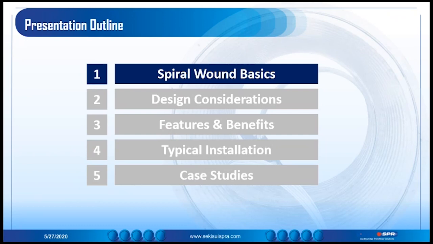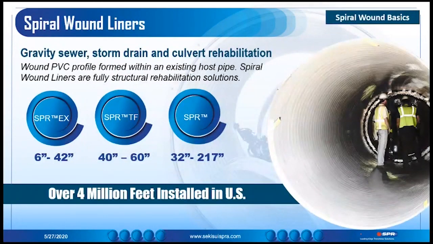And then finally, we'll talk about some case studies that we've had some success with over the years with our product. So starting off, with over 4 million feet installed in the United States for nearly 30 years, spiral wound liners for rehabilitation are not a new technology.